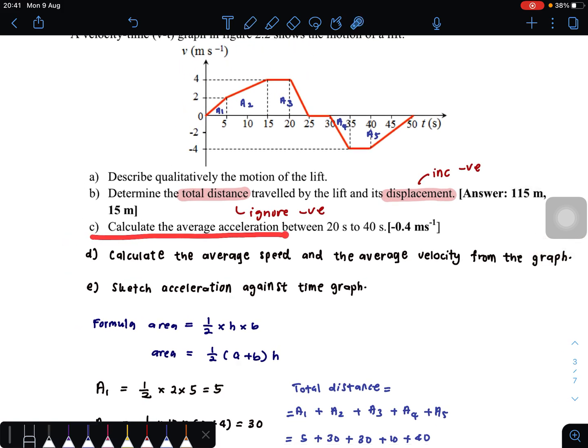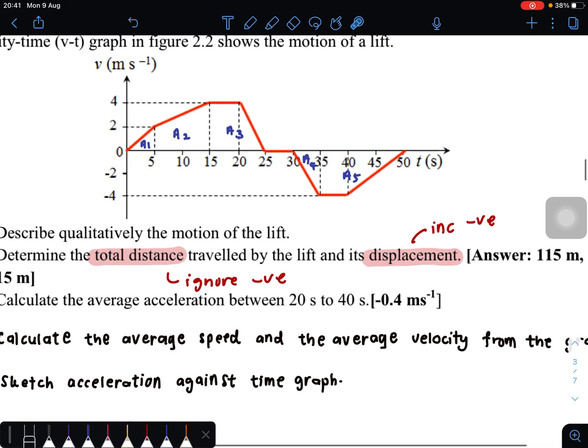For C, calculate the average acceleration between 20 seconds to 40 seconds. So we need to find the acceleration between 20 seconds to 40 seconds, which is, where is it? 20 seconds to 40 seconds. Okay, daripada 20 saat ke 40 saat. So how to find this one?